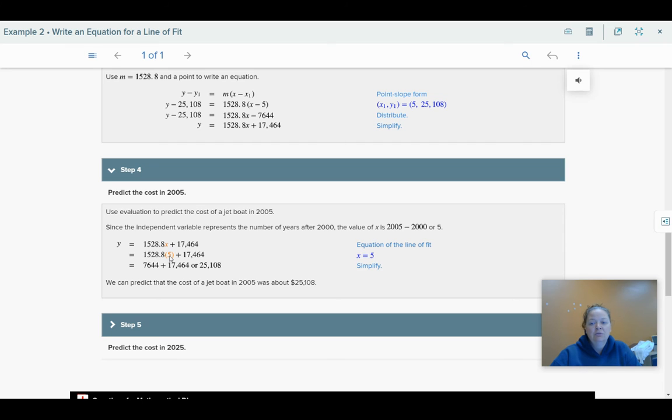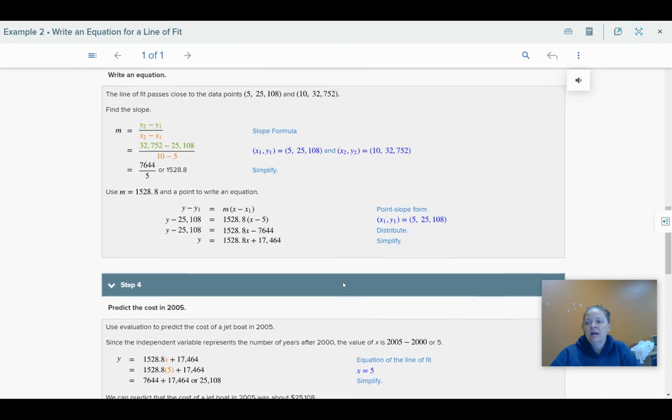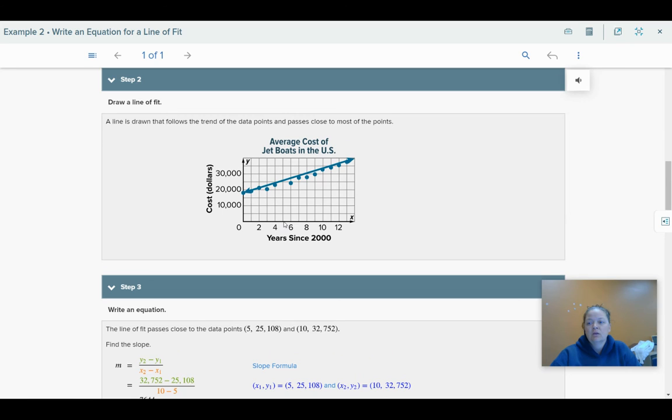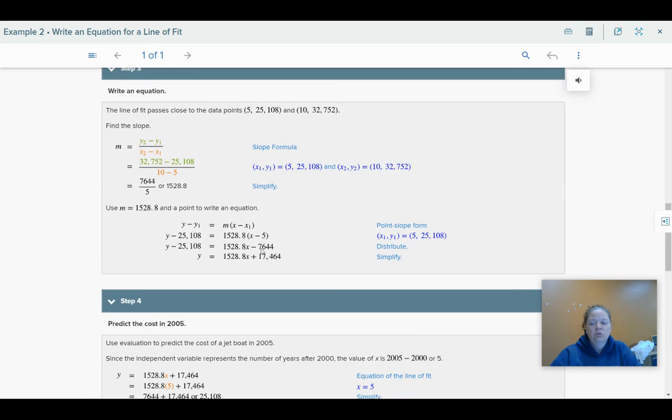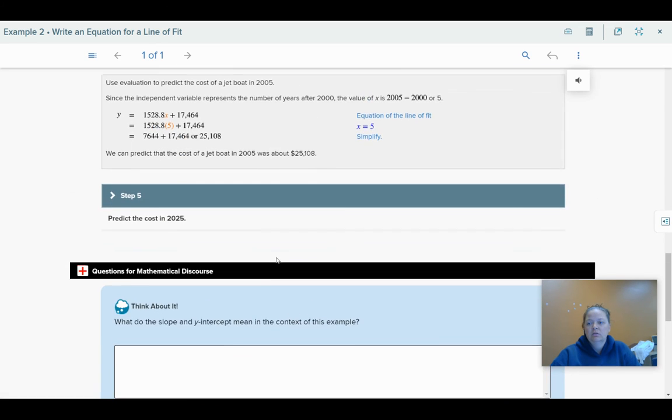We plug in the 5 for the x and simplify our equation, and we get a prediction that the jet boat in 2005 was about $25,108. If we go back up to our graph, we look at 5, which is right here, and we come up here, we see that our line is right there at about that point, $25,108. So we've done a pretty good job with our line of fit.